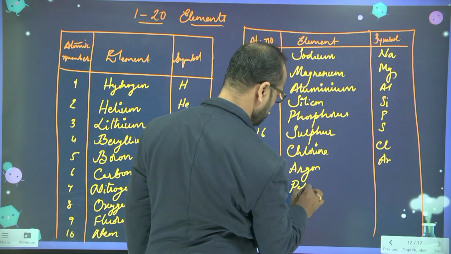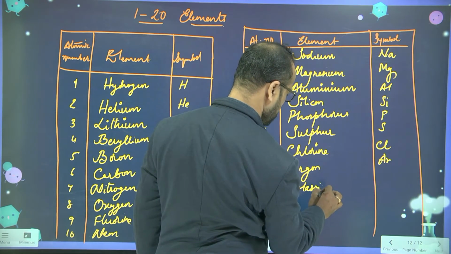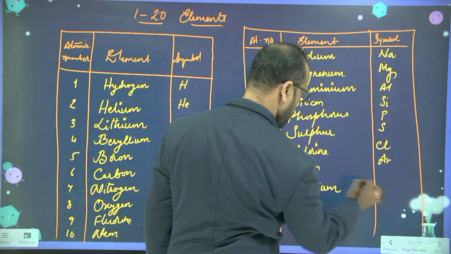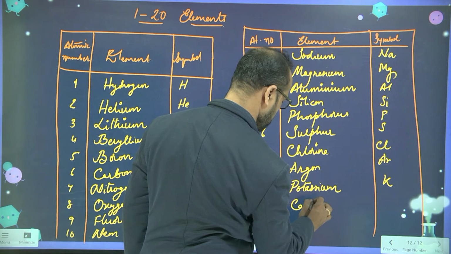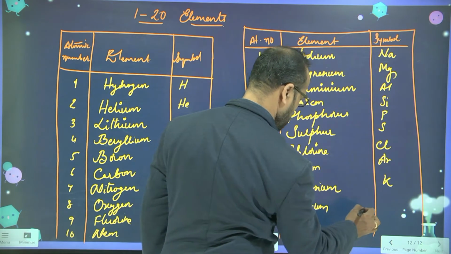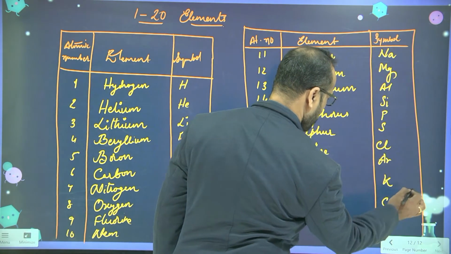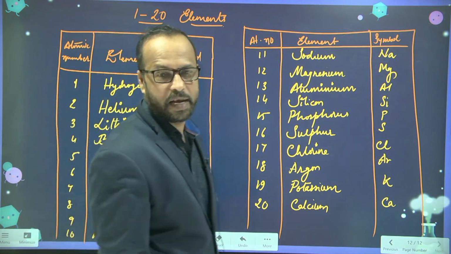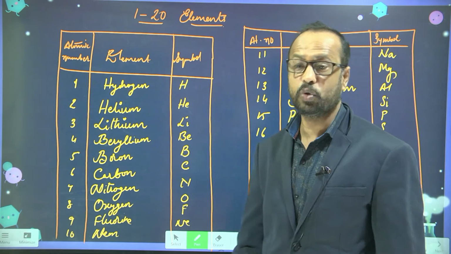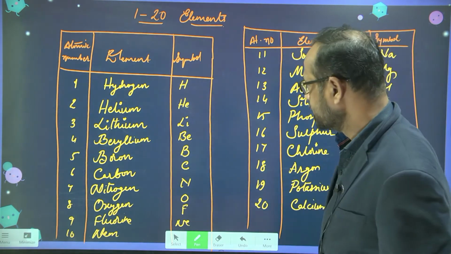Potassium, K. Calcium, Ca. Okay. So see students, here these are the elements, first 20 elements. You have to remember, you have to learn these elements.